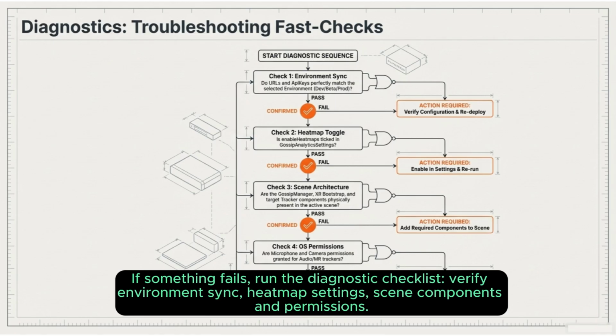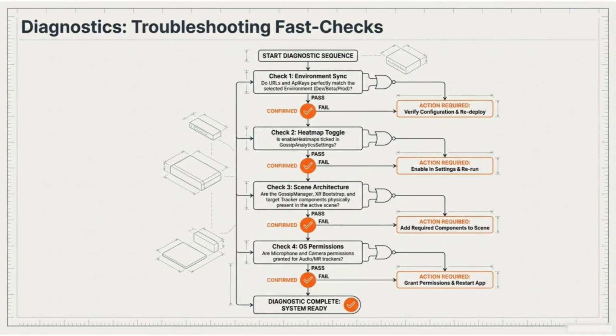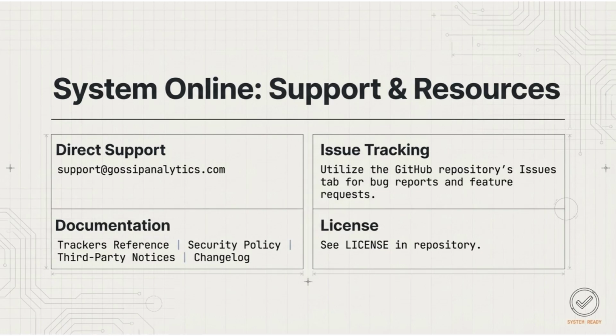If something fails, run the diagnostic checklist. Verify environment sync, heat map settings, scene components, and permissions. Gossip Analytics is now ready.